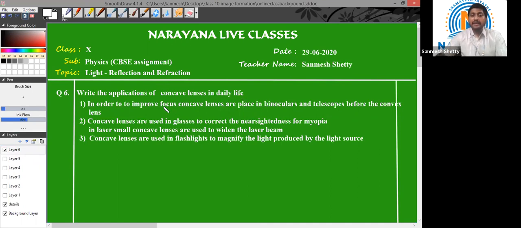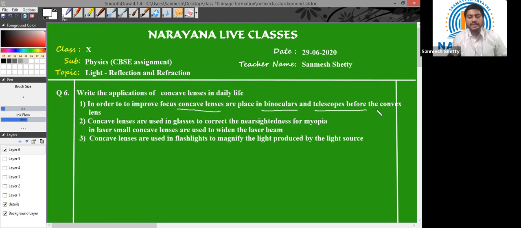Okay. Now concave lenses are diverging lenses. So wherever we require divergence of light, there we use concave lenses. For example, in order to focus, concave lenses are placed in binoculars and telescopes before convex lenses. As we have discussed, convex lenses are used in binoculars and telescopes. But because we need proper focusing of light, we use concave lenses before convex lenses. Okay. So if we require proper focusing, we use concave lenses placed before convex lens.